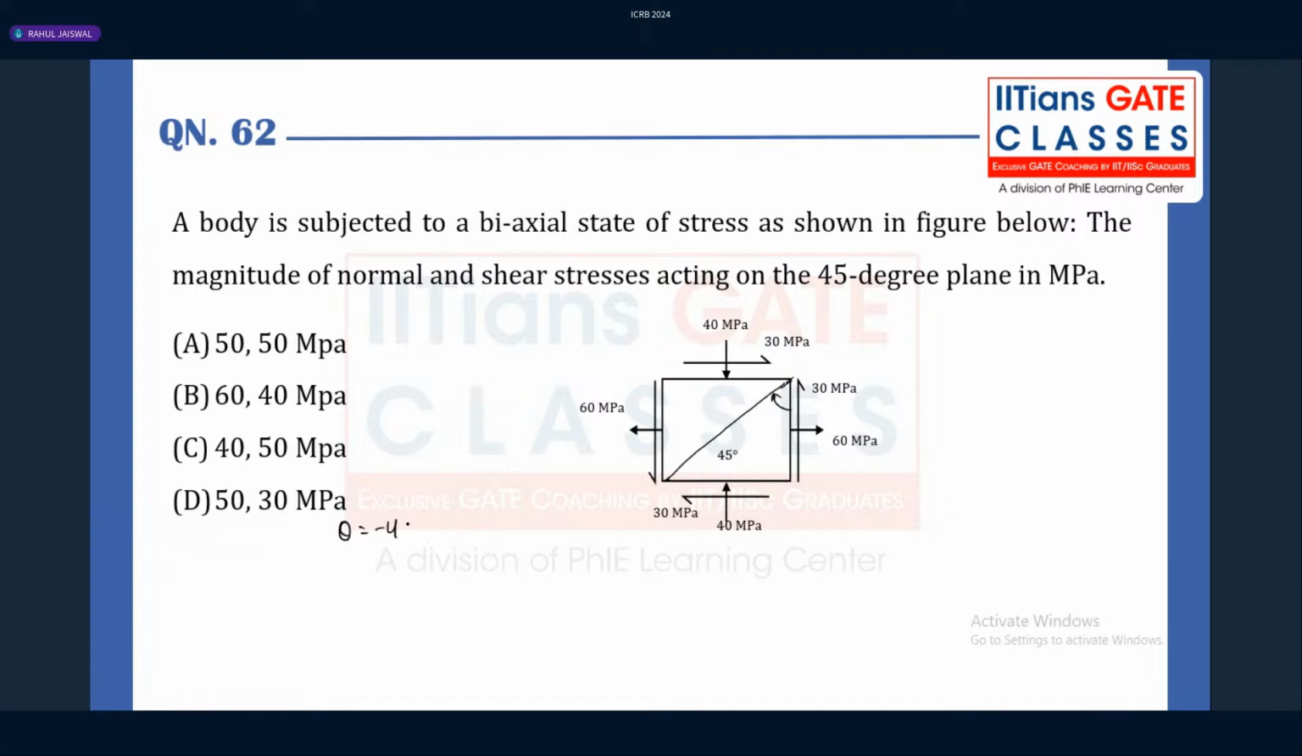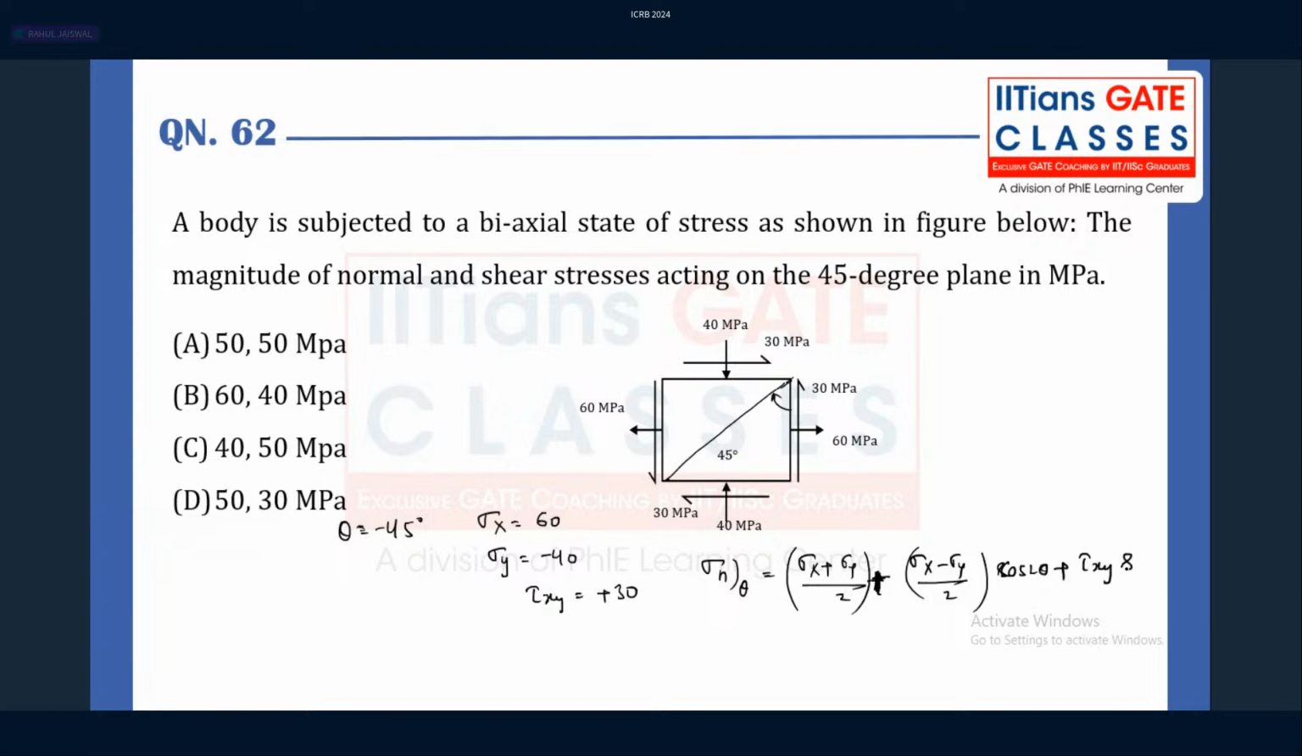So theta is what, guys? Minus 45 degree, because it is clockwise from the vertical plane. Right. What about sigma x? Sigma x is plus 60. Sigma y is minus 40. Tau xy is plus 30. What is the formula for sigma theta? Sigma x plus sigma y by 2, plus sigma x minus sigma y by 2 cos 2 theta, plus tau xy sin 2 theta.